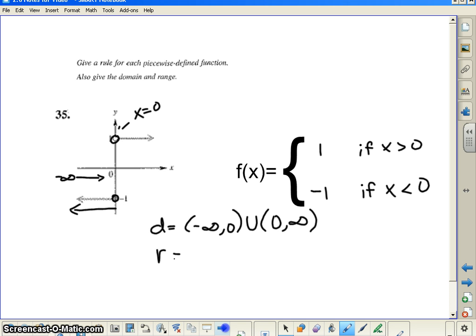Okay, the range, if you notice, does not go below -1, and it does not go above +1. So there's only two numbers in the range, -1 and +1. Okay, when I write brackets like this, that means it's a list of numbers. It's not a from and to interval. Okay?